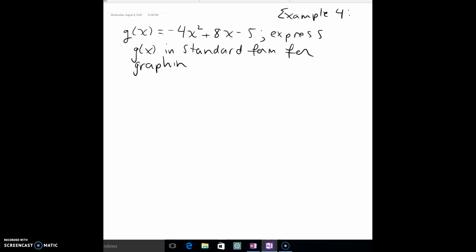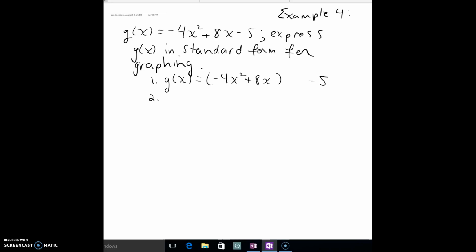And the way that we're going to do this is we're going to use those 7 steps that we talked about in the notes that I gave you. So let's take a look at the 7 steps. Step 1 says to group together our x squared and our x terms. So we're going to rewrite g of x, grouping together negative 4x squared plus 8x, and then putting that minus 5 on the outside of the parentheses there.